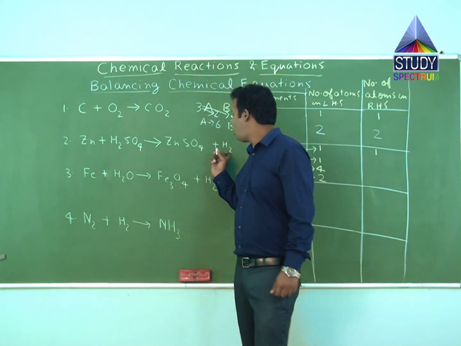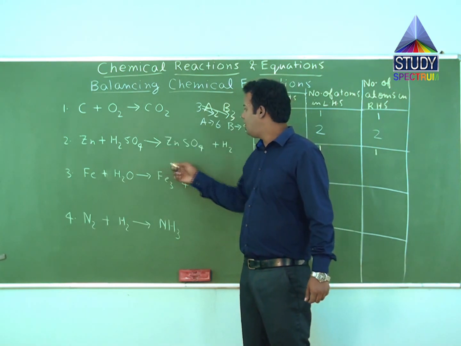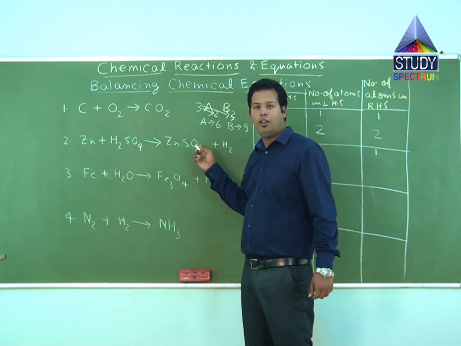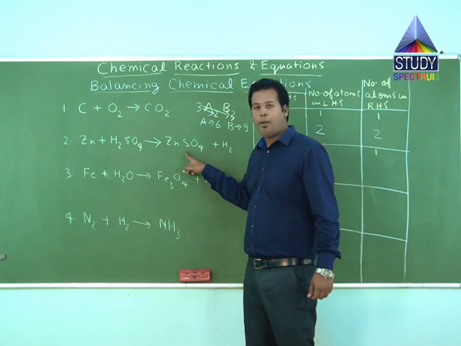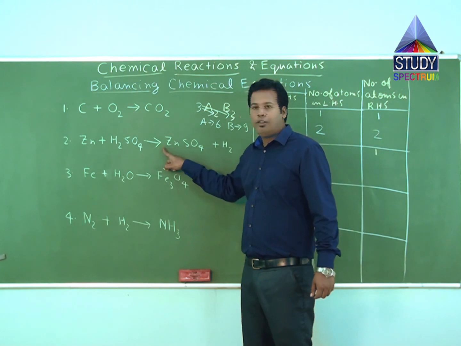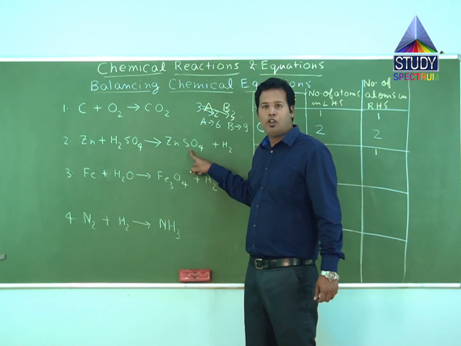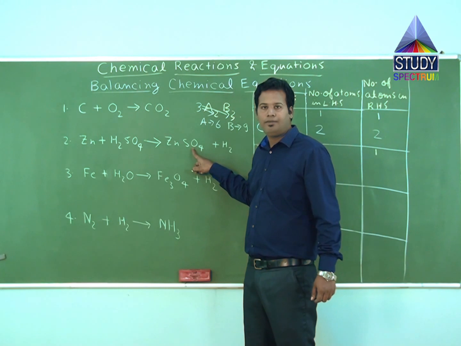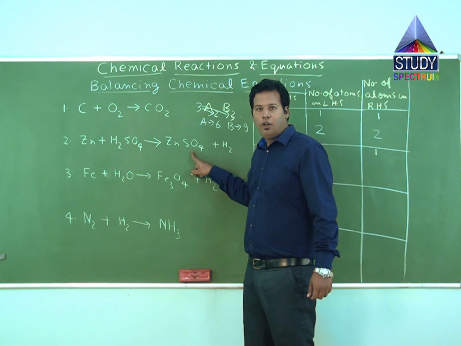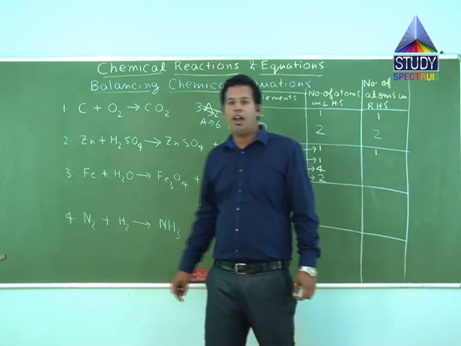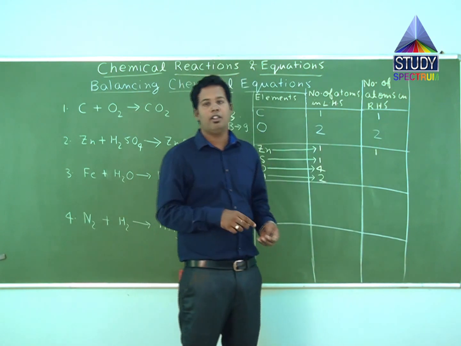Correct? Since the second product does not contain zinc, we have counted number of zinc atoms on RHS using the first product itself. Now, if we talk about sulfur, coefficient of this compound is 1 as nothing has been written over there as the coefficient, whereas the suffix of sulfur is also 1 because nothing has been written as the suffix of sulfur. So coefficient of the compound is 1, suffix of sulfur in this compound is also 1, so number of sulfur atoms on RHS is 1 into 1, that is 1.